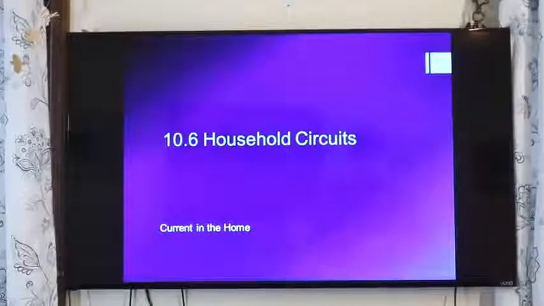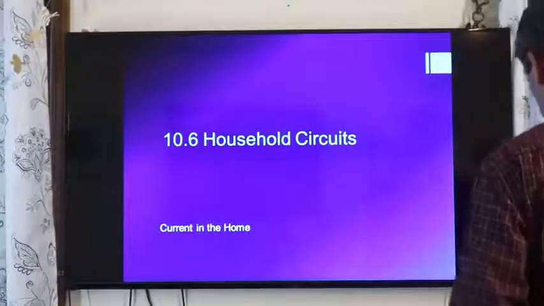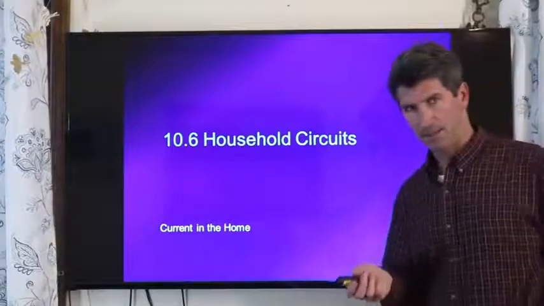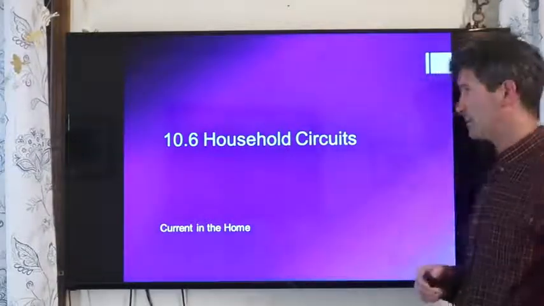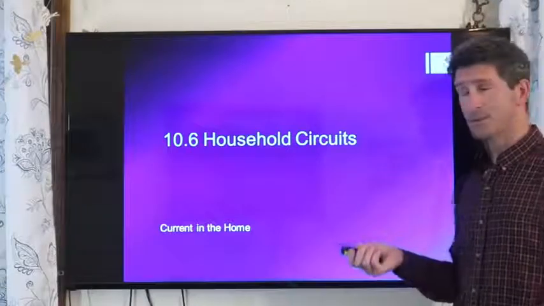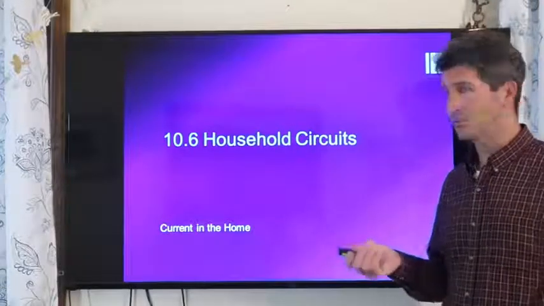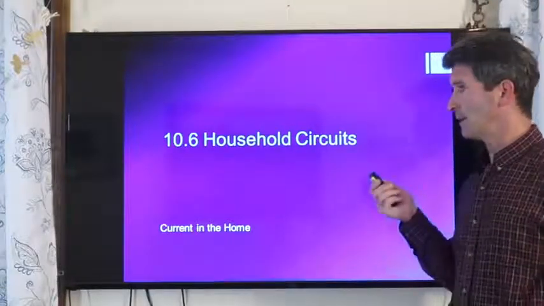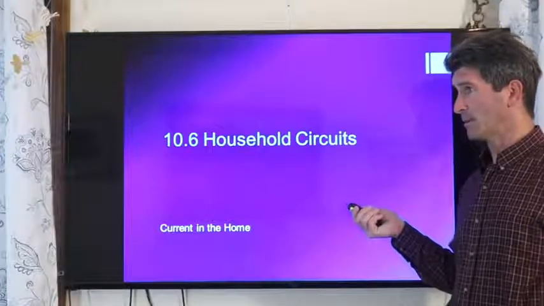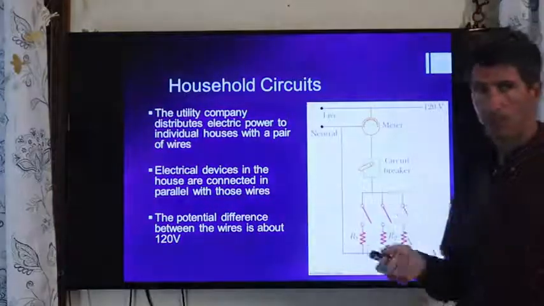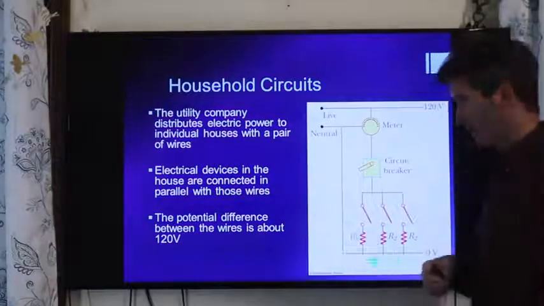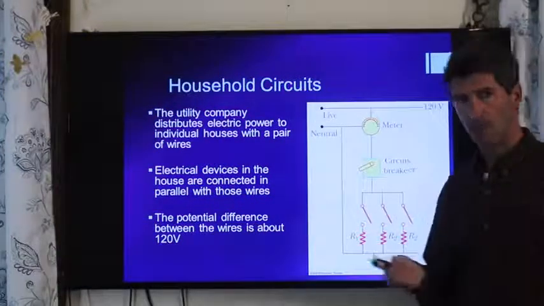Okay, let's talk about household circuits. This is a little bit out of place because we haven't talked about AC or alternating current. Household current is alternating. So, some of what we talk about here, we won't talk about the oscillatory nature. We'll talk more about current and voltage and things like that, where we're talking about the RMS voltage.